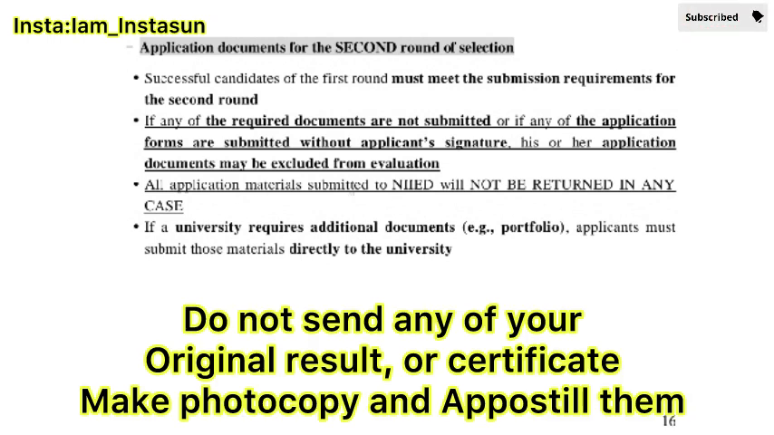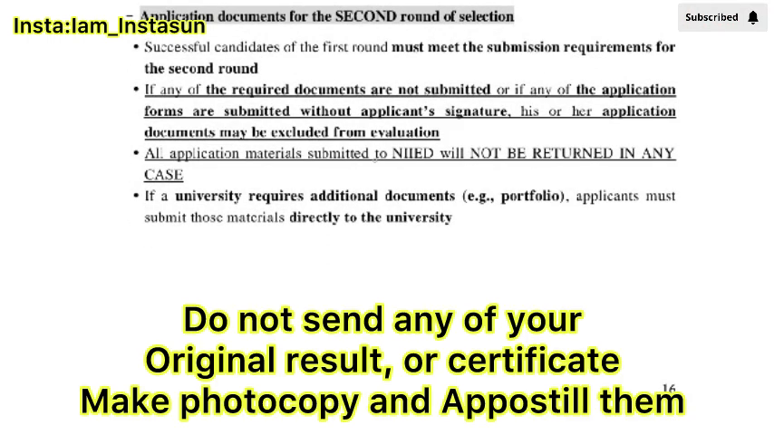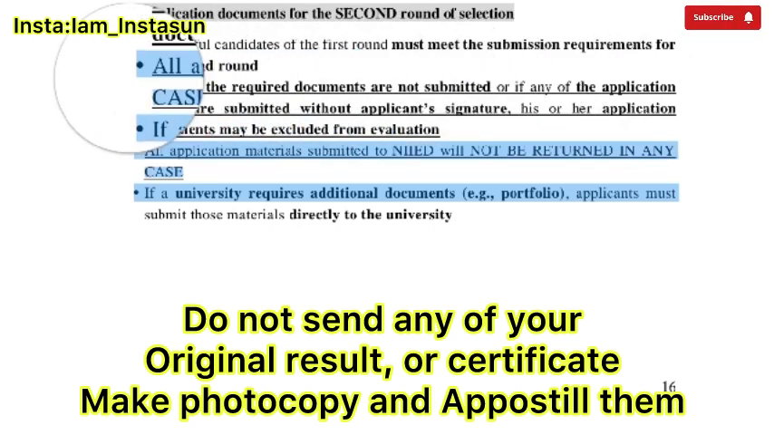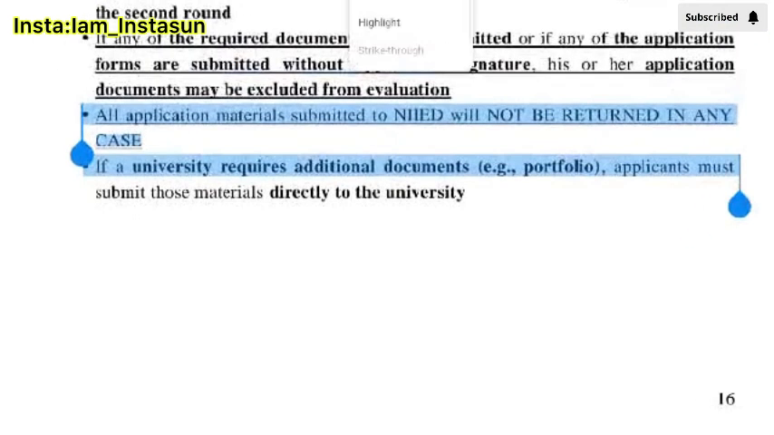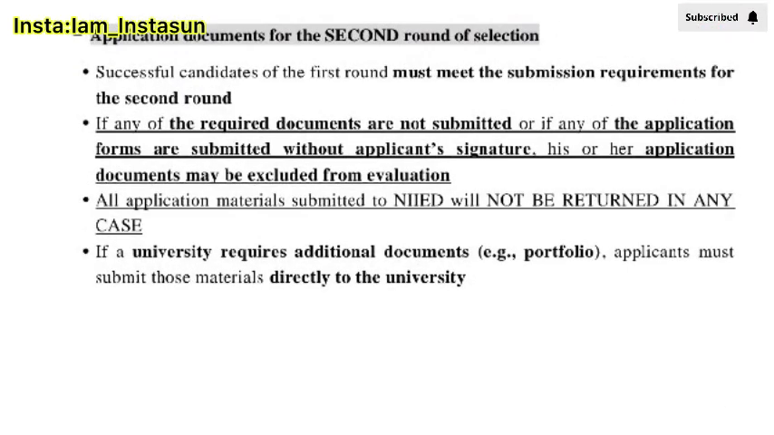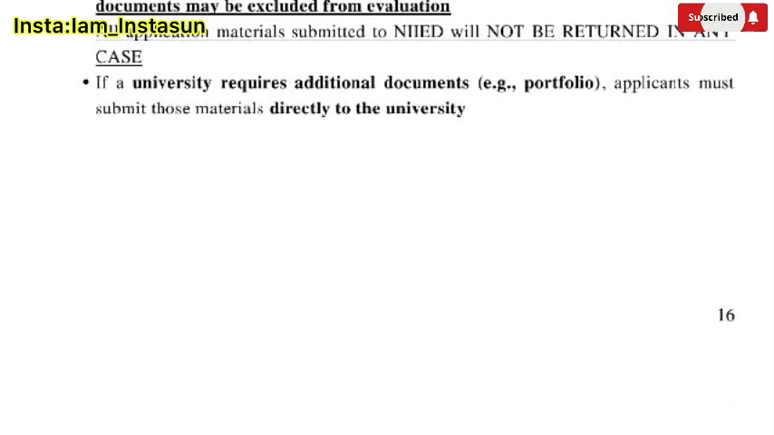And guys, all the application materials you can see here, NIIED will not return any of the application materials. So what I'm trying to say is, do not send your original result or original anything to them, because you will not get them back. So make a notarized photocopy, then do the apostillation on those photocopies, then send those original apostilles of the photocopies of your original document to them.